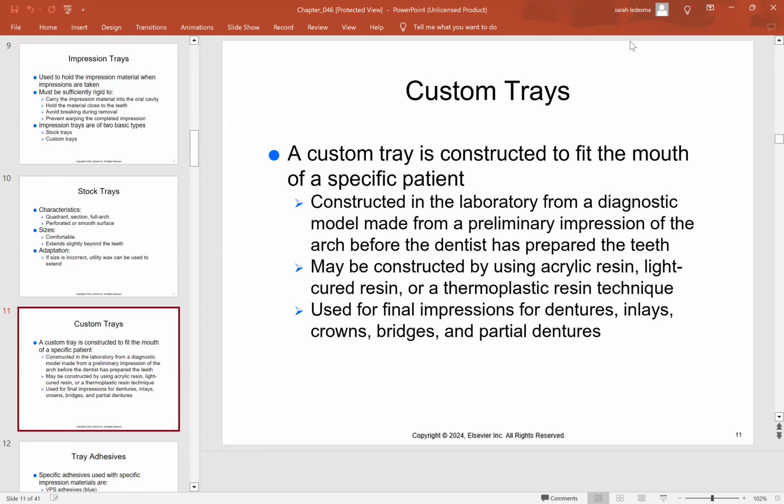Then we have the choice of custom trays. These are going to be custom to that specific patient. What we would do is send some impressions to a laboratory, and from the diagnostic model, they will go ahead and create that custom tray and send it back to us so we can get a good impression that will fit comfortably for the patient.